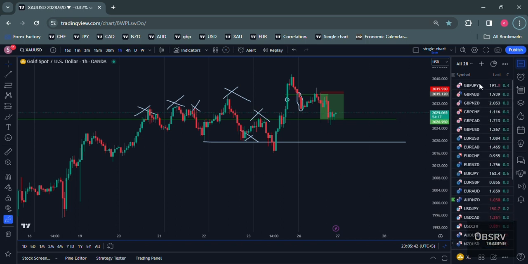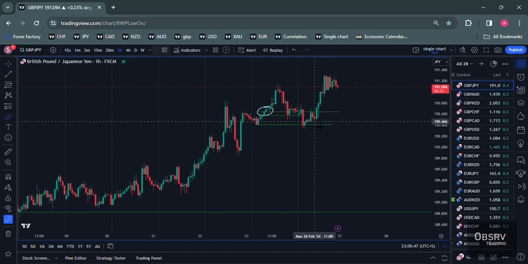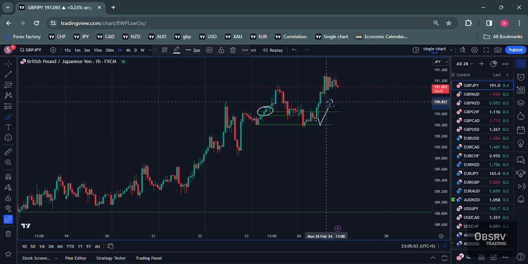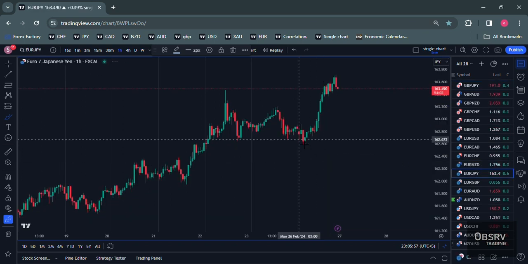Let me quickly show you. So I was looking at pound yen for a buy. The prices were hereabouts when I got really interested. What I wanted to see was another push in here for the buys. I did not get that push. I was also looking at this.